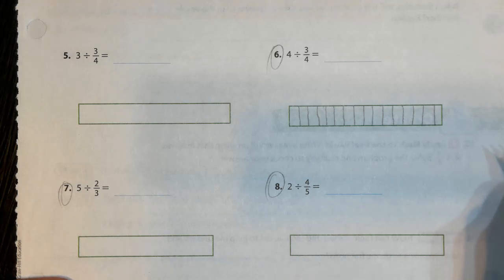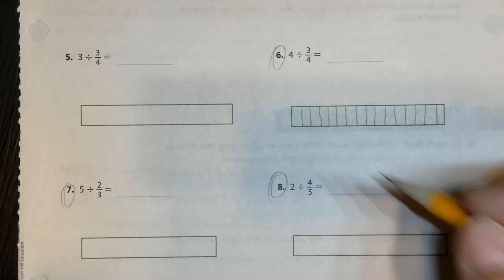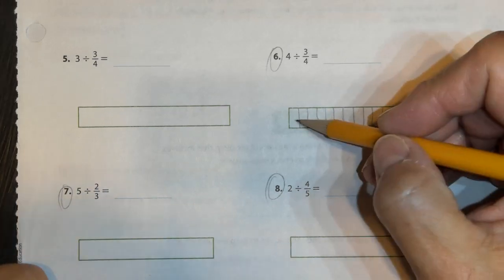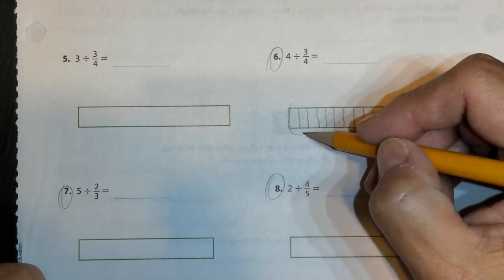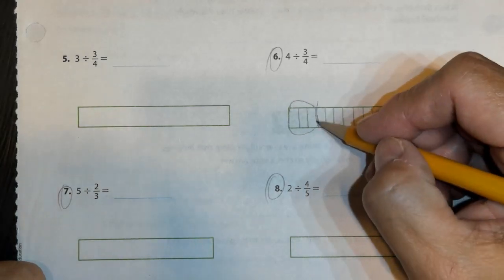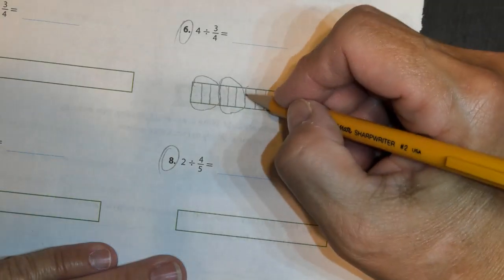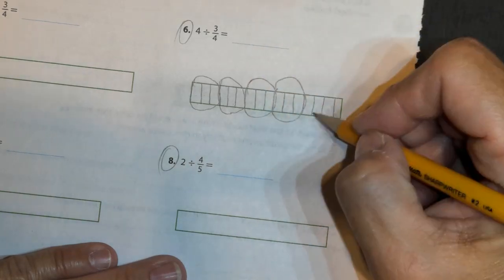Hang on a second, let me make sure I didn't do something. Yeah, okay. So we're going to circle our 3/4, right? 1, 2, 3. 1, 2, 3, right? Okay, 1, 2, 3 for each group.